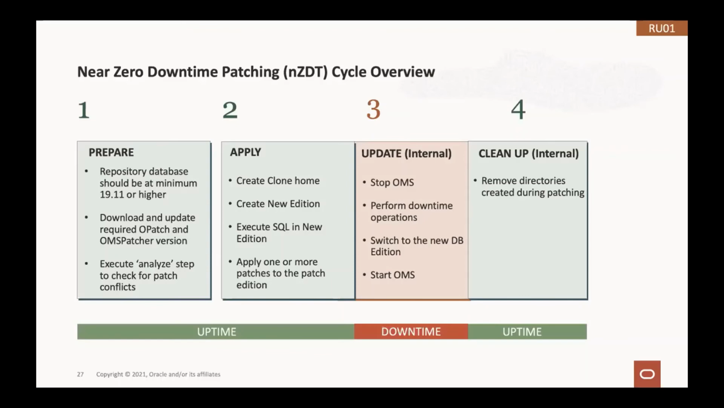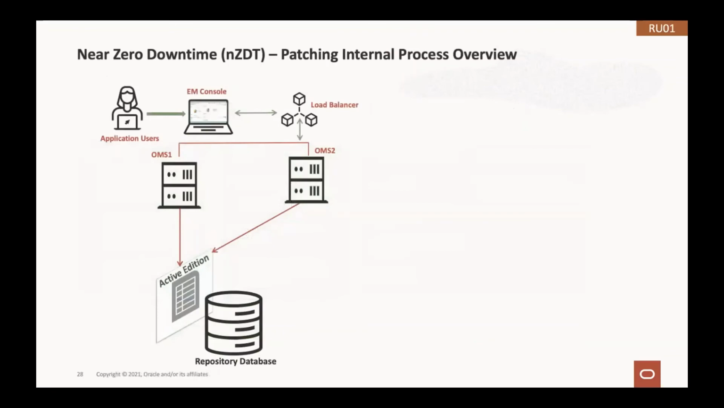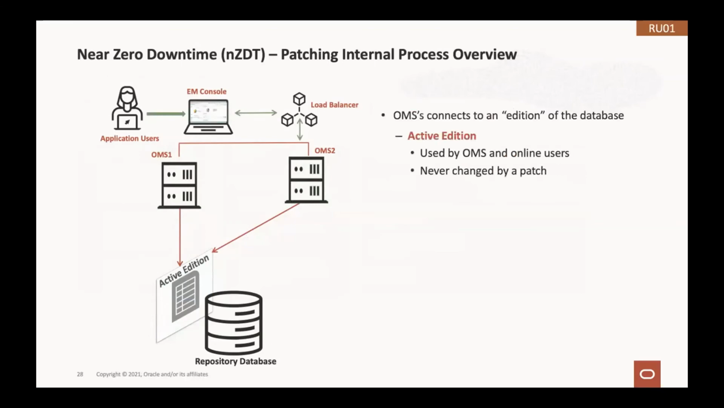So this is the overall patching cycle, and that's why I've just marked that the first two operations are online, where you see the uptime, and in between from the apply to the next cleanup, we run the update internally, and that is where you will see the OMS getting bounced. So I'll just represent that in this to make it very clear what we are doing behind the scenes. So here, this is the OMS which is using the active edition, and the application users are monitoring the targets or accessing the EM console.